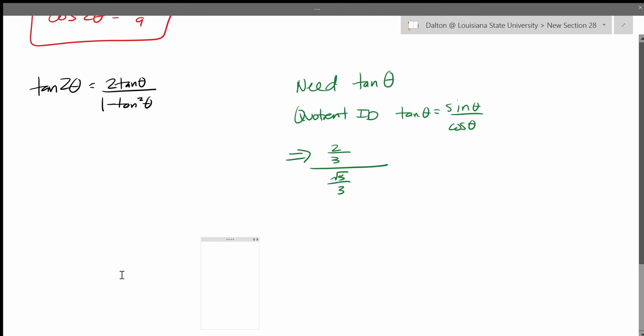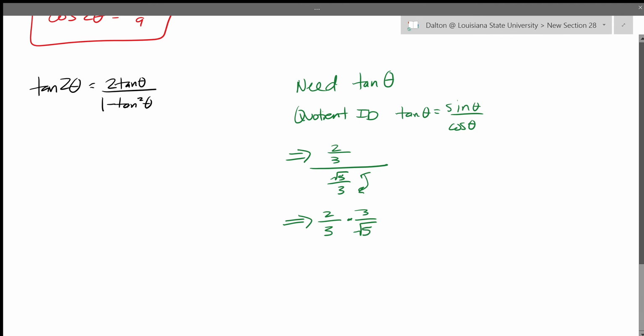That means we're going to keep our first fraction. We're going to keep 2/3 the way it is. We're going to change our operation from division to multiplication, and we're going to flip, or reciprocate, only that second fraction. So we're going to multiply by 3 over the square root of 5.